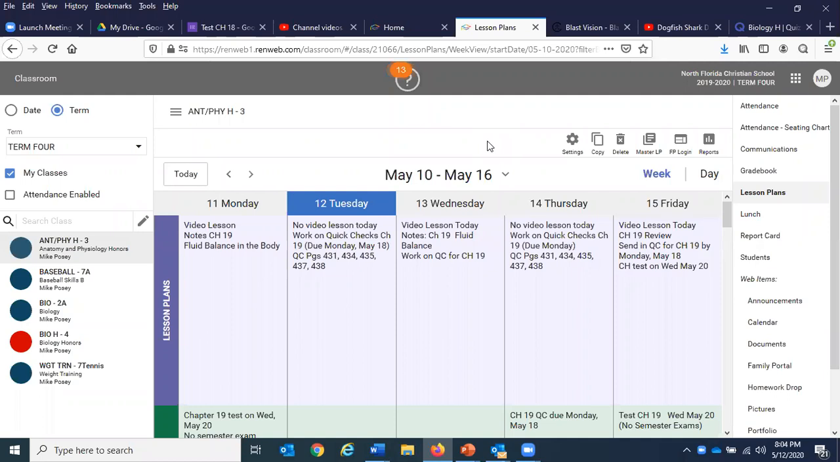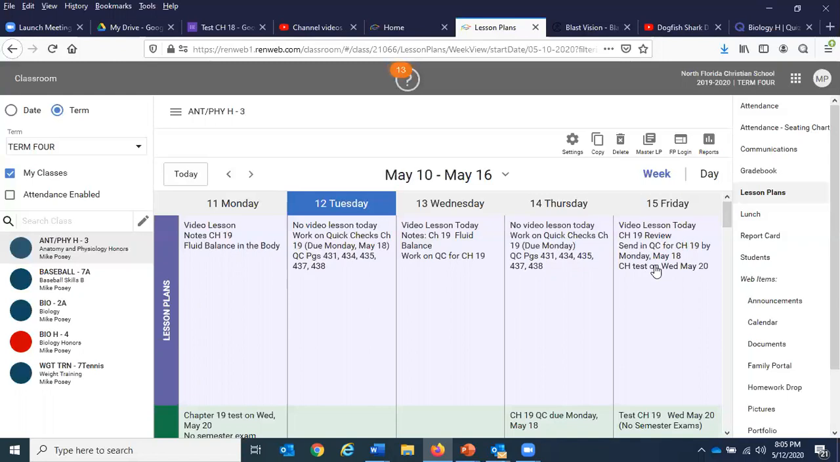Today's Wednesday, May the 13th. Just to remind you what we're doing this week, we're working on chapter 19. This is the last chapter for the school year. Hopefully yesterday you worked on some of the quick checks. Your quick checks for the chapter, there are 5 of them altogether: page 431, 434, 435, 437, 438. Finish those up, work on them tomorrow. You need to send them to me by Monday.